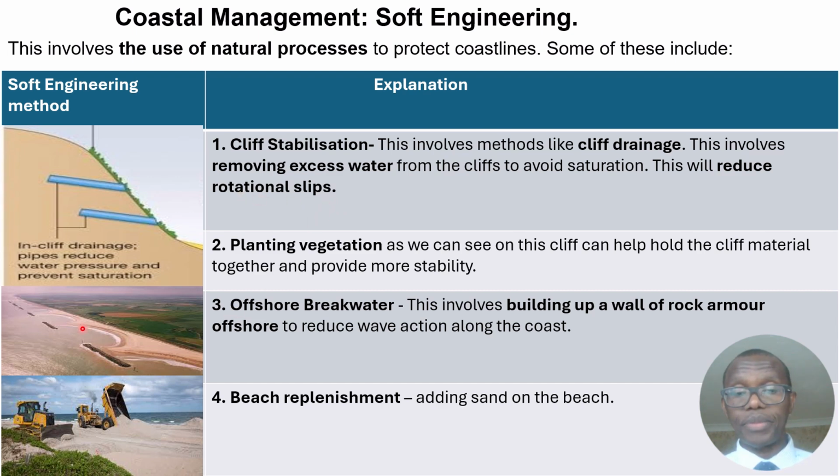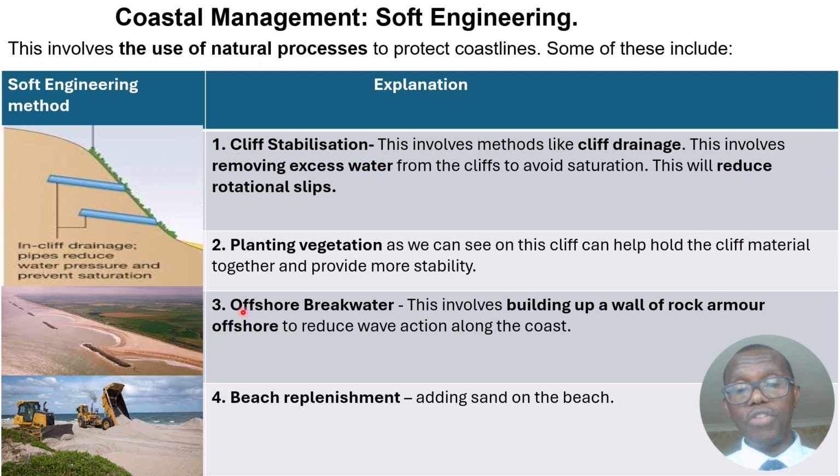Okay. And then we have planting vegetation as well. And as you can see, this particular cliff face here has some vegetation on it, and that vegetation is going to hold the material together through the roots of the vegetation, and that obviously is going to prevent the slope processes from taking place. Okay, so the material from being washed down the slope over here by the force of gravity, and especially during the times of heavy rainfall.